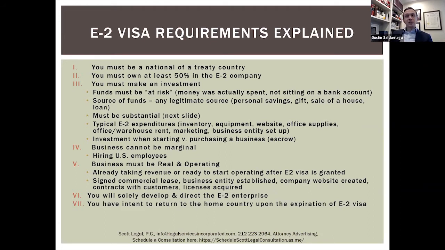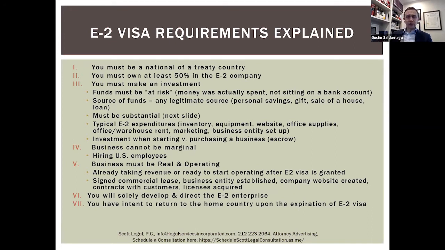Fifth requirement, the business must be real and operating. So, like I said before, it needs to be ready to operate upon issuance of the visa. It cannot just be theoretical. You cannot receive an E2 visa to come to the US and then start looking at businesses that you want to purchase. You need to have the business defined, and really it needs to be ready to start generating revenues as soon as you get the visa.